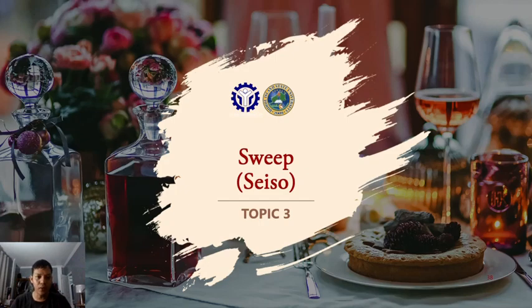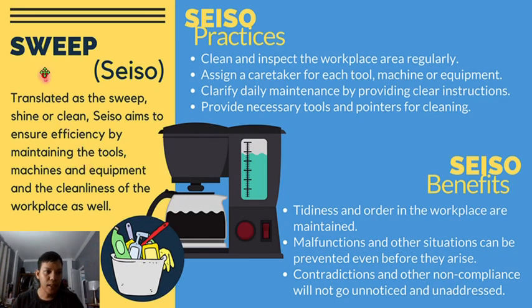Number three, sweep or Seiso. The sweep or Seiso is translated as sweep, shine, or clean. So Seiso aims to ensure efficiency by maintaining the tools, machines, and equipment, and the cleanliness of the workplace as well. It can easily be understood: if we hear the word sweep or Seiso, it simply means cleaning or sweeping, making the materials, equipment, or tools shine and clean.